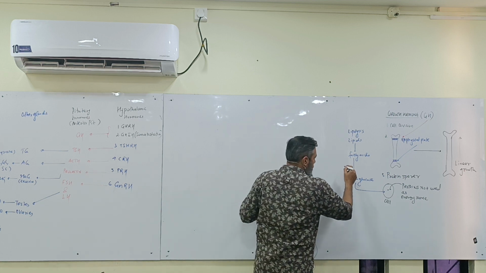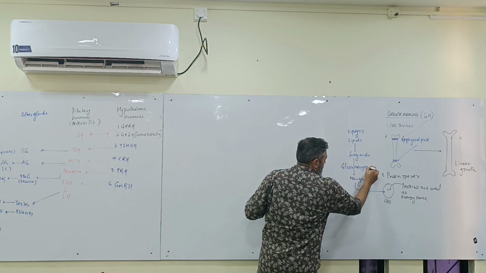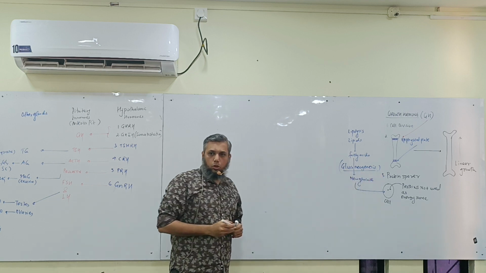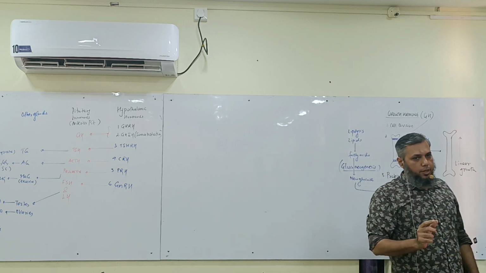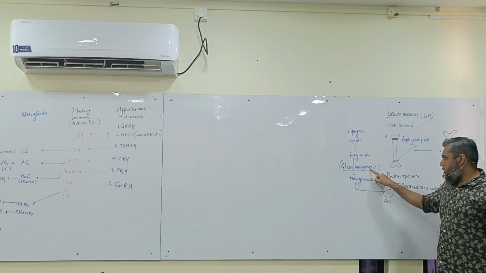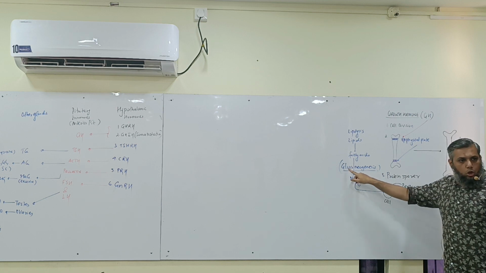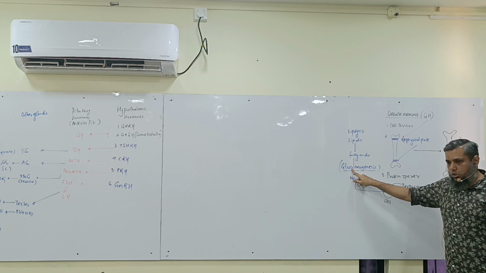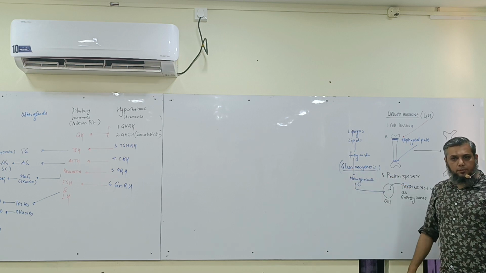So this process is called gluconeogenesis. What do you call the process? Okay, let's break up the word here. Genesis is formation. Neo means new. Gluco means glucose. It is formation of new glucose from non-carbohydrates like fatty acids.